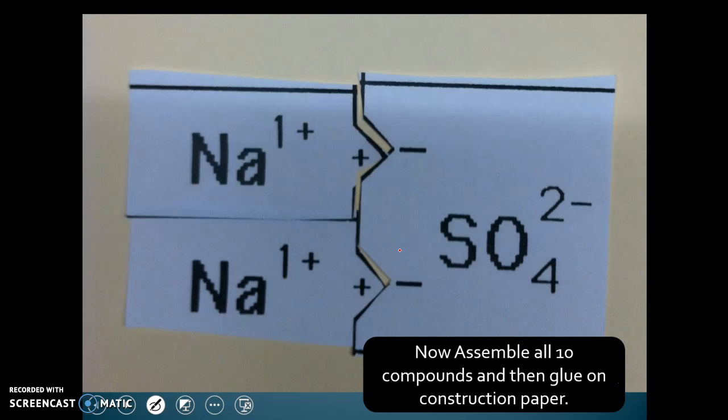That's our goal. You can now go ahead and get all those materials out. Turn to page 9 of your blue journal and make all 10 of those compounds. Glue them on the construction paper. Make sure you put your name on the construction paper, and we'll set it aside to dry. And we'll come back and take a look at those tomorrow. Have fun.